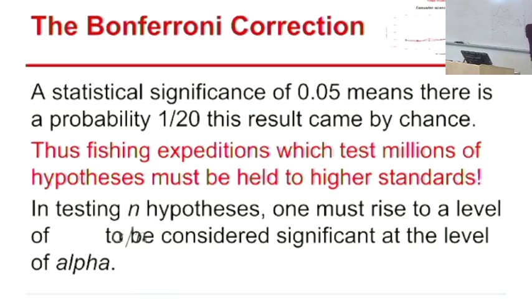So let's say I am going to be happy if I prove something with a 1/20th chance of happening by accident. If I do a million of these things, for me to be impressed by one of them, it's got to be significant to the level of 0.05 divided by a million. Does everybody see that? If you're doing millions of tests, you're only impressed if one of them matches the higher level here. Any questions about that? Okay.